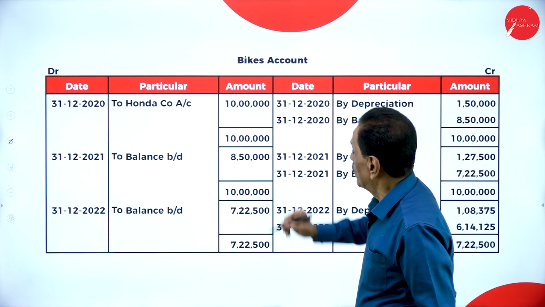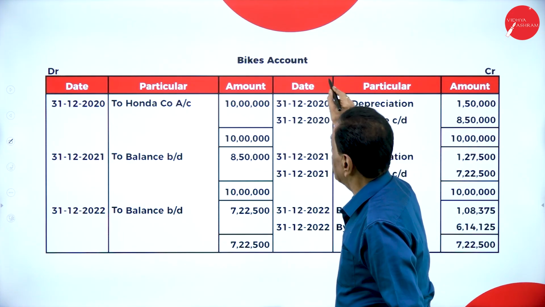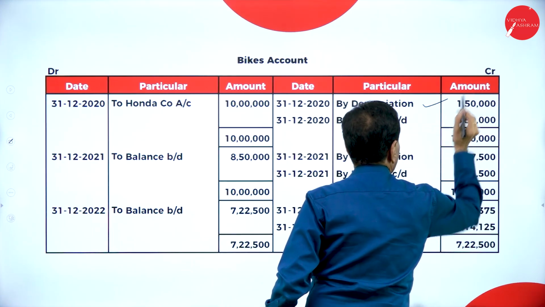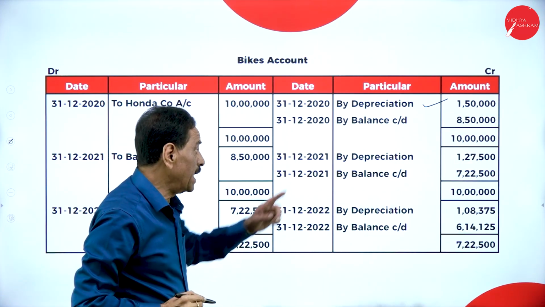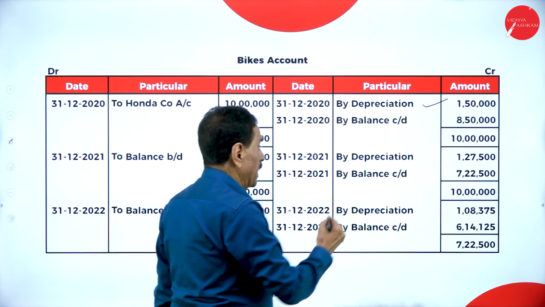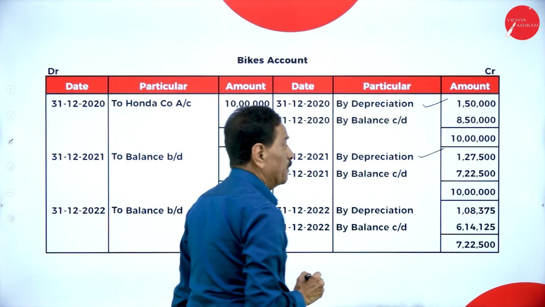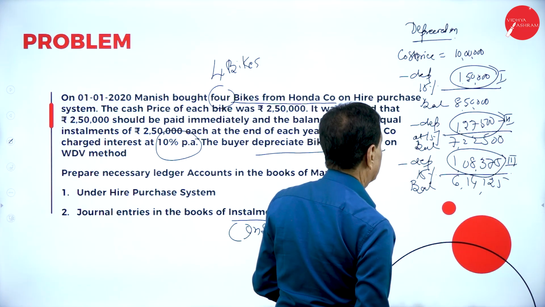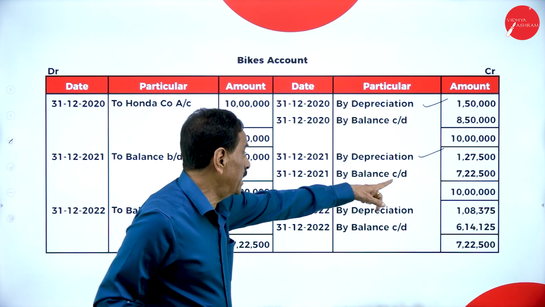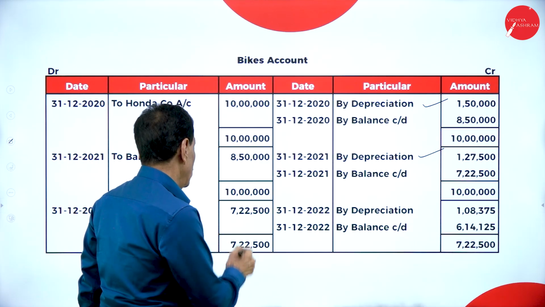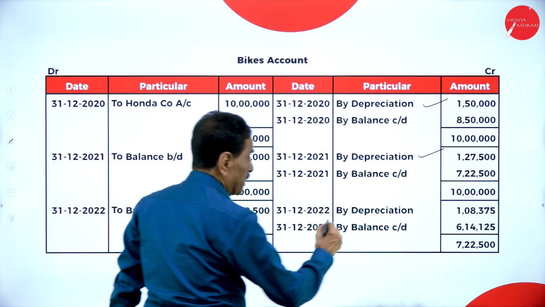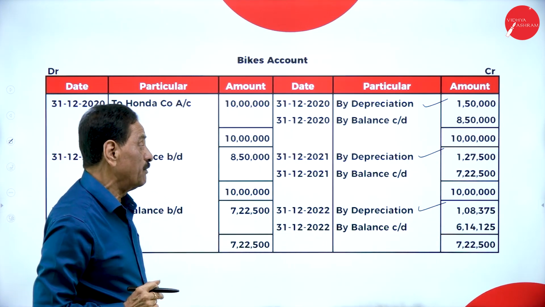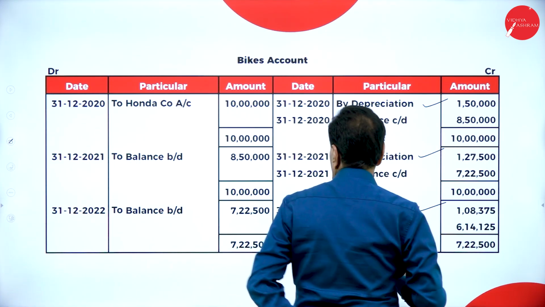Now, bike's account. He purchased from the Honda company. Bike's account debit to Honda company, 10 lakh. By depreciation 1 lakh 50,000. So what's the balance? 8 lakh 50,000. 15% of that is 1 lakh 27,500, as you calculated. What's the balance? 7 lakh 22,500. On this, 15% is 1 lakh 8,375. What's the balance? Carry down 6 lakh 14,125. What's the real cost?